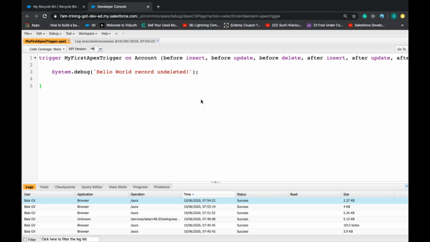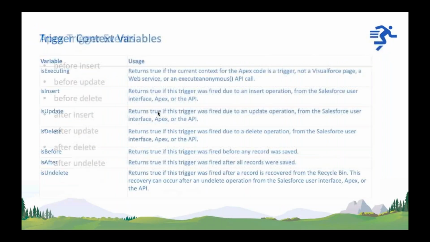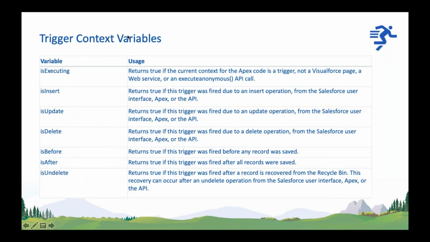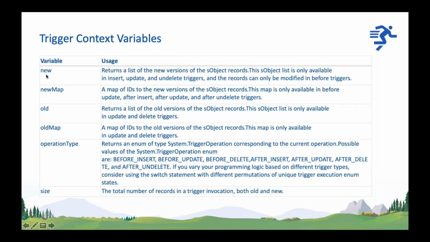Now, let us try something. Before we try, there is something called trigger context variables. These are the various trigger context variables. There are about 12, total 12. So first we'll try to understand these: new, old, new map, old map. Others we'll discuss later. But now we'll discuss new and old.